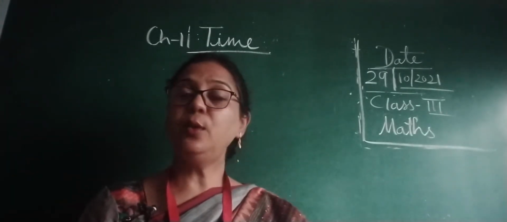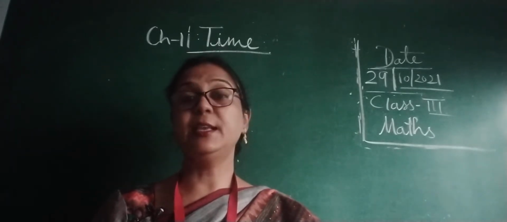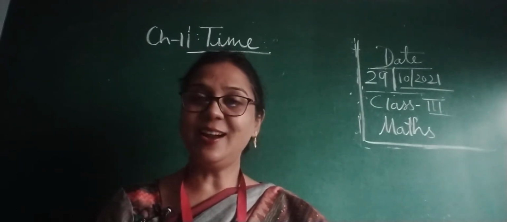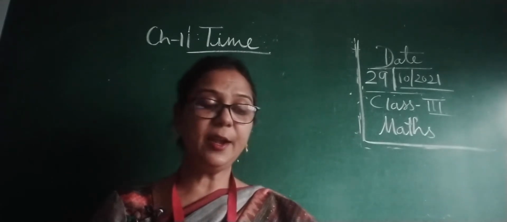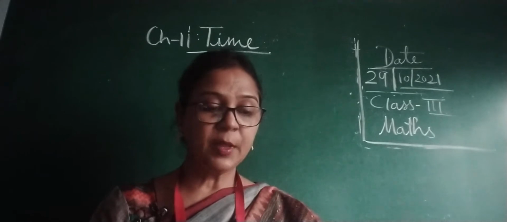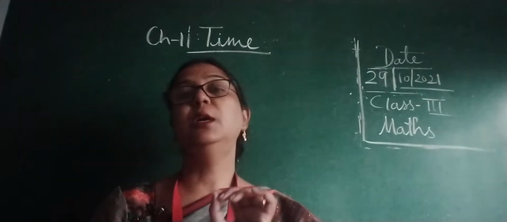As you all know, we have completed the first question of exercise number 11.1. So children, let's start our second question. The hour hand or the minute hand of each clock has fallen off. Draw the correct hand on the clock face to show the time.